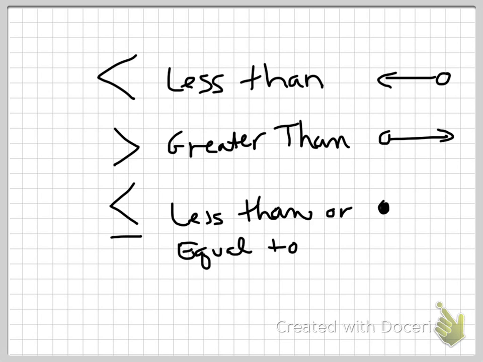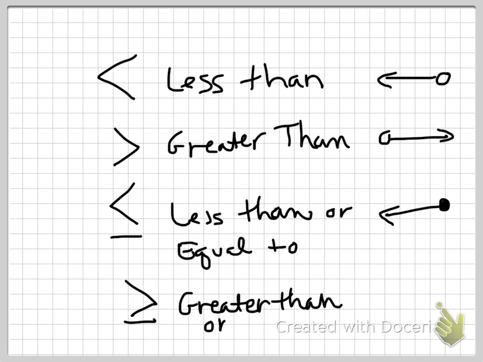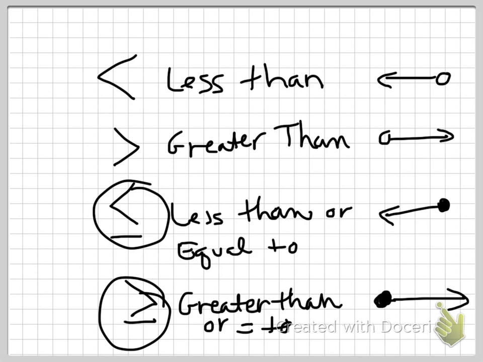And that's a solid, oops, I should do this. It's a solid circle. And it goes to the left. And then I've got greater than or equal to. It's a solid circle. I'm going to the right. Notice when it's equal to, it's solid. When it's less than or greater than, it's an open circle.